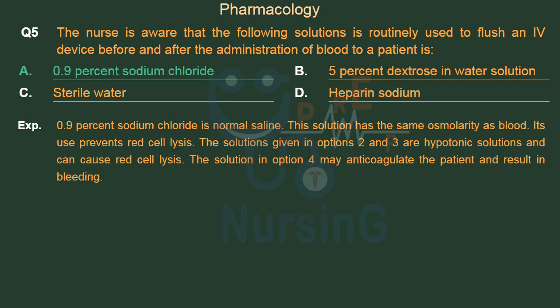0.9% sodium chloride is normal saline. This solution has the same osmolarity as blood. Its use prevents red cell lysis. The solutions given in options 2 and 3 are hypotonic solutions and can cause red cell lysis. The solution in option 4 may anticoagulate the patient and result in bleeding.